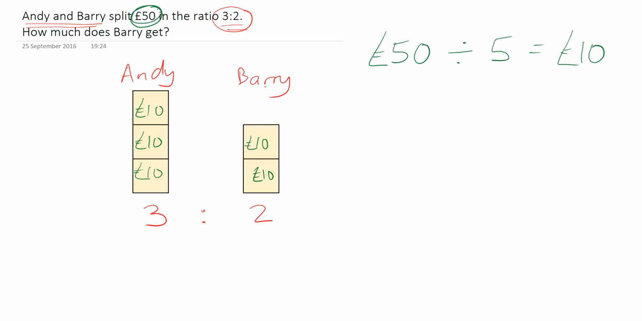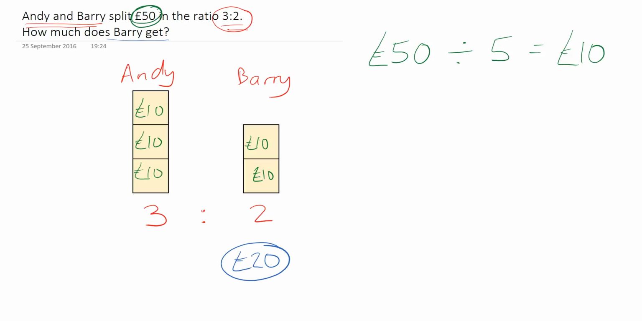Okay, so now we can use this information to answer the question. How much does Barry get? Well, that's just the total of these two boxes here. So that's the 10 plus the 10, that gives me £20. Okay, and that's really all there is to it for that one.